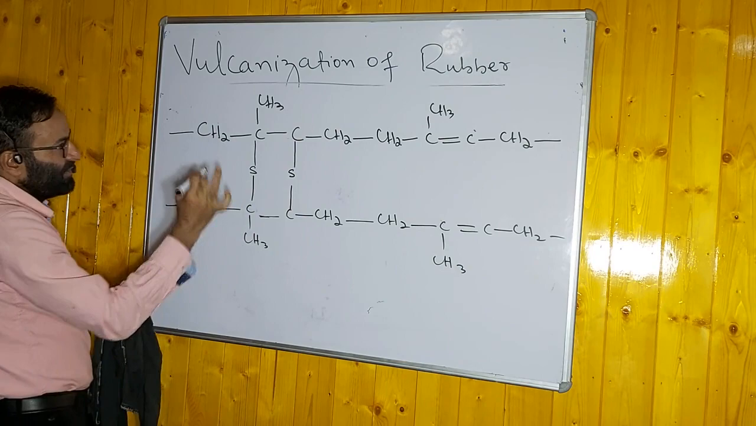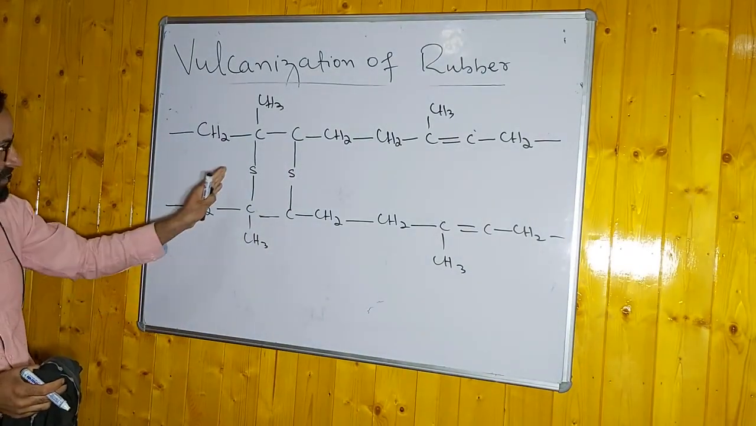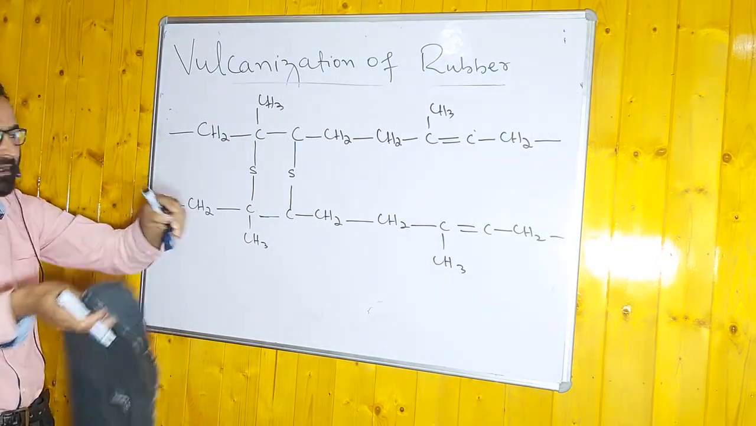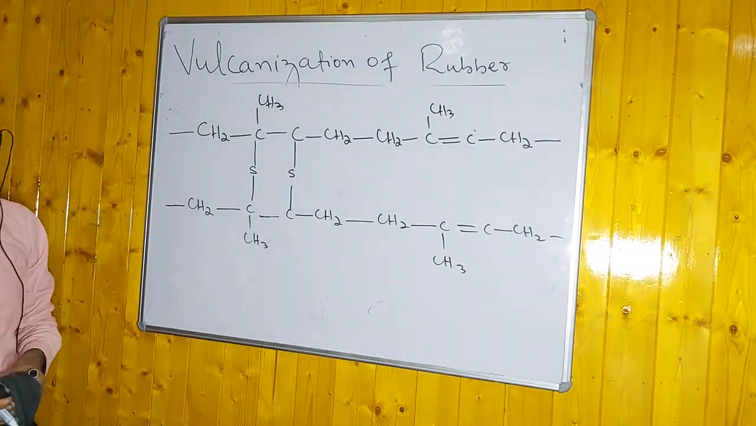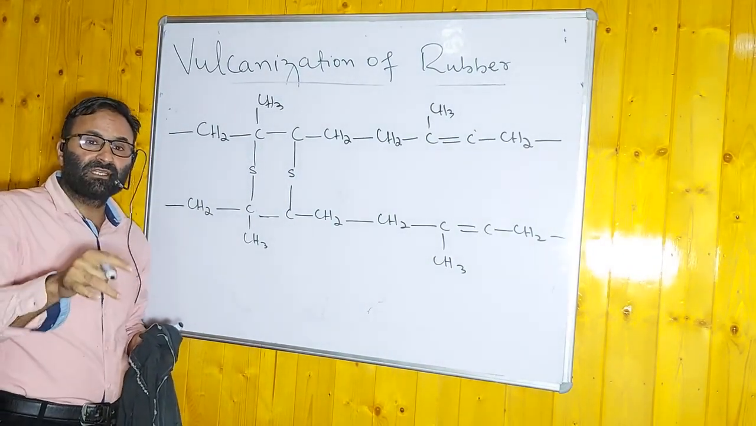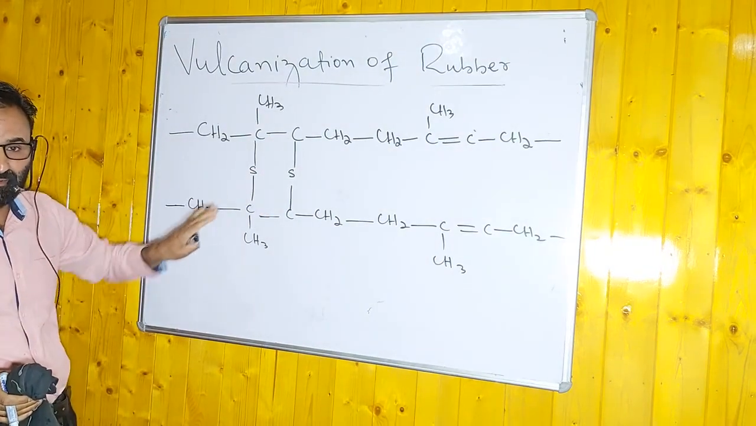This is the sulfur bridge. Cross-linking takes place. Remember this point. Cross-linking takes place between the two polymeric chains. Sulfur bridges are being formed between the two polymeric chains, at the reactive double bond sites. This is the first way the sulfur bridge is being formed.